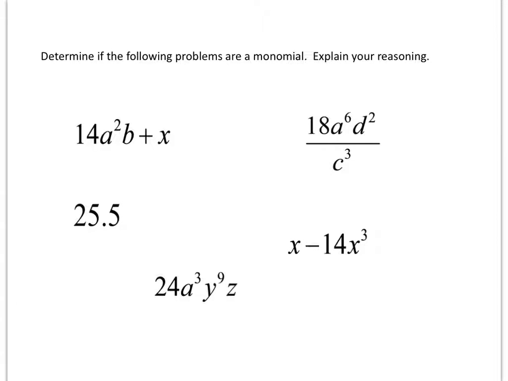So let's look at the first example, 14a squared b plus x. This would not be considered a monomial because of the addition symbol.